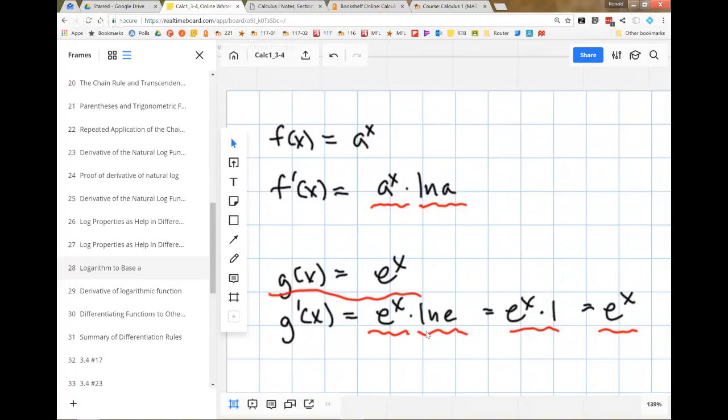Well, what's the natural log of e? What power on e gives you e? And of course, it's 1. So I was right earlier when I told you the derivative of e to the x is e to the x. It is. But really, here's what's going on. You're taking itself times the natural log of its base. So this is like the derivative of e to the x from a little more detailed viewpoint.